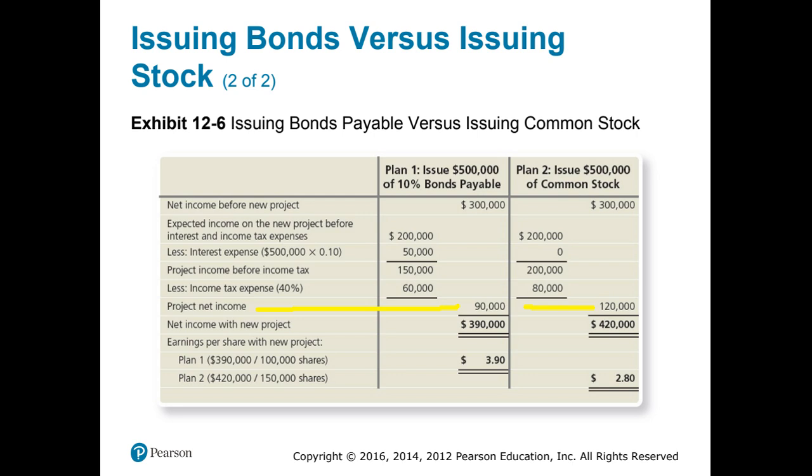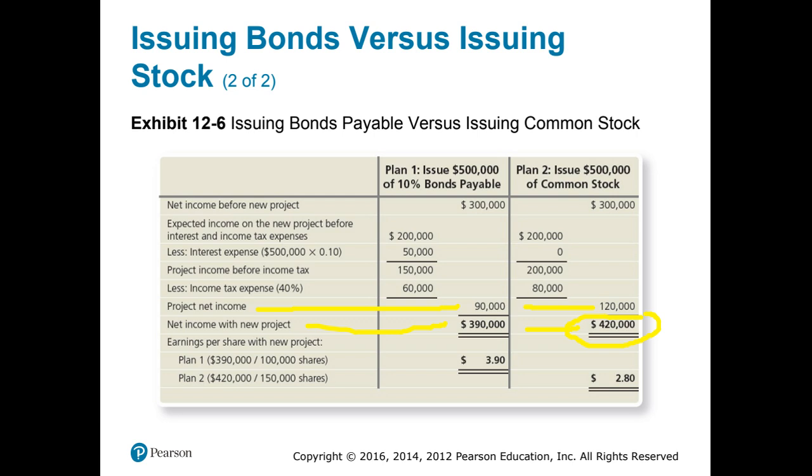But then we have the net income with our new project, so we can't stop there. Some people do, though. I'm just saying don't stop there. Make sure you continue through. So the net income with the new project: we've got the 300,000 and the 90,000, so that's 390,000. And for plan 2, that's 420,000. Well, this is a really good deal, right? Because this is higher. So we probably want to stick with that plan too.